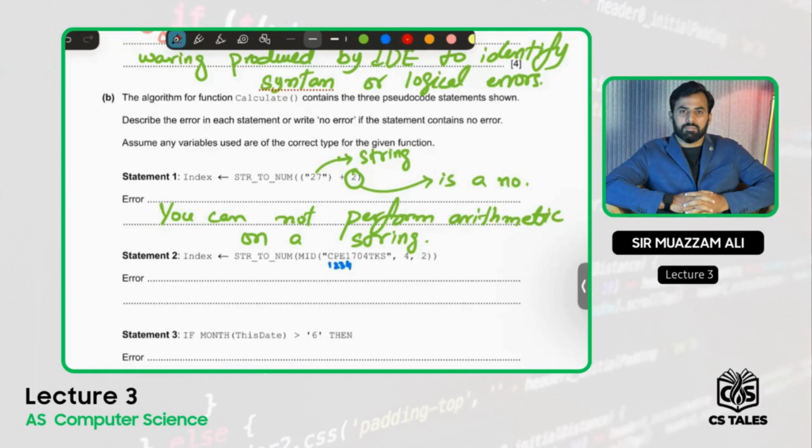4 is that 1 point. So how many characters do you want to take? Start from the 4th, and then 1. This is 17. 17 is what you have to pick from this one. So there is basically no error. It looks like there is not any error.